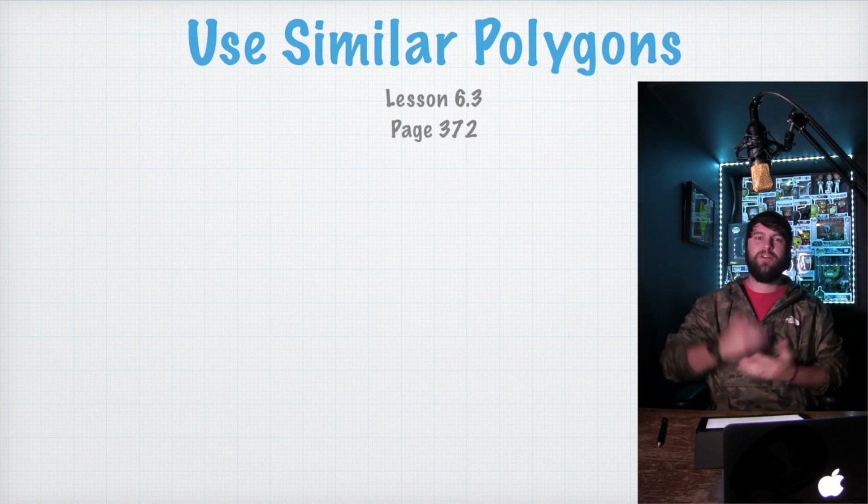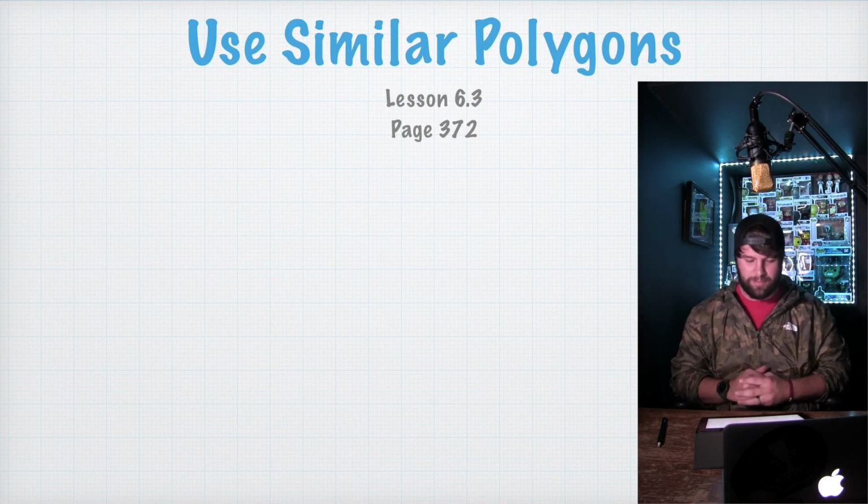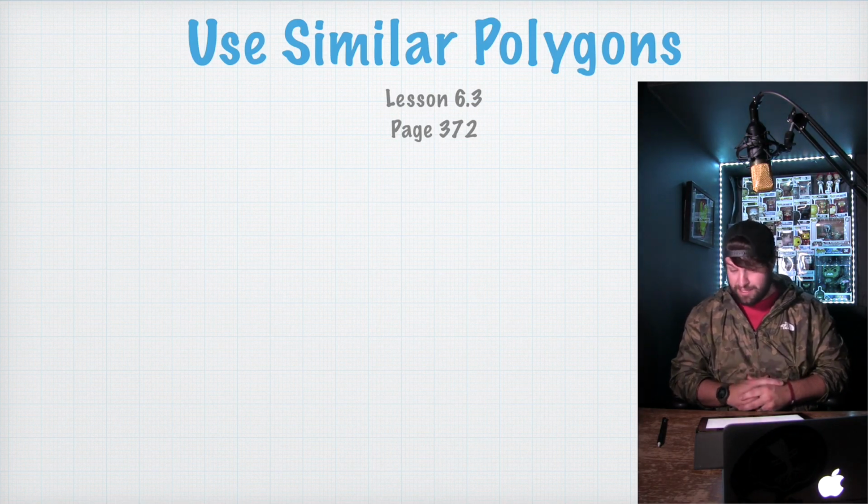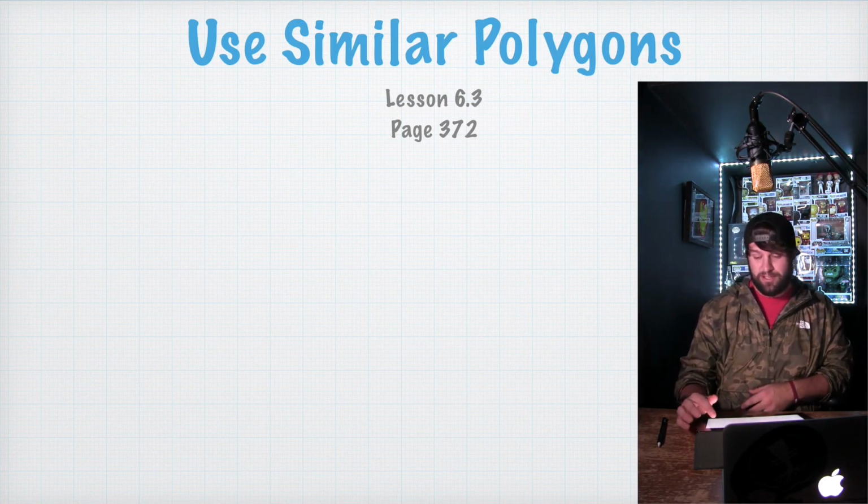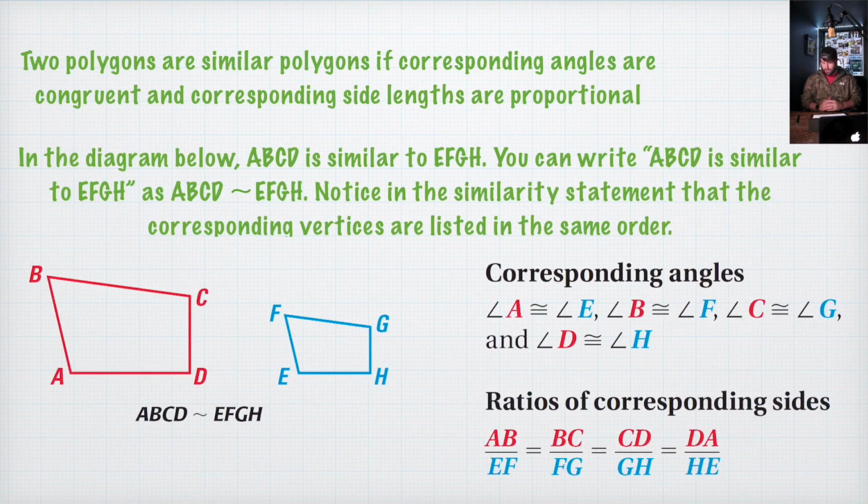Hi guys, so today we're going to be learning how to use similar polygons. This lesson is 6.3, page 372. Two polygons are similar polygons if corresponding angles are congruent and corresponding side lengths are proportional. In the diagram below, polygon ABCD is similar to polygon EFGH.